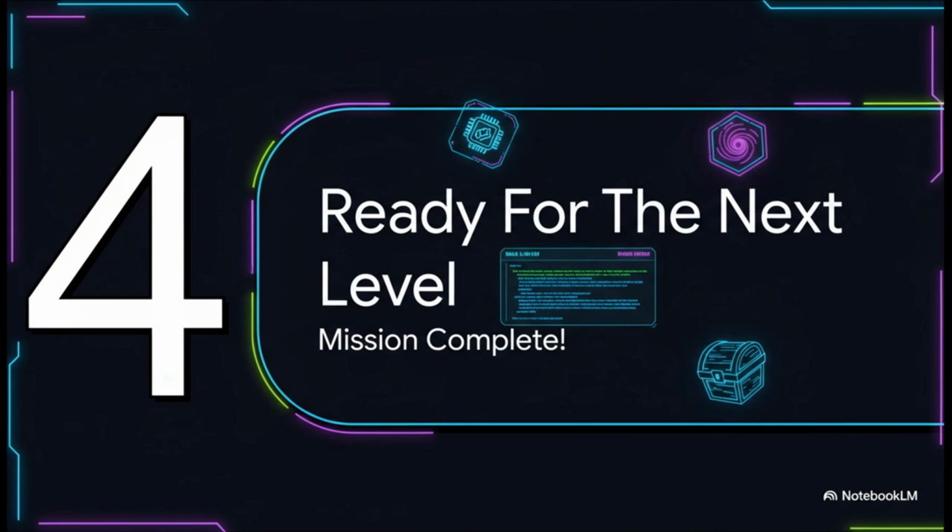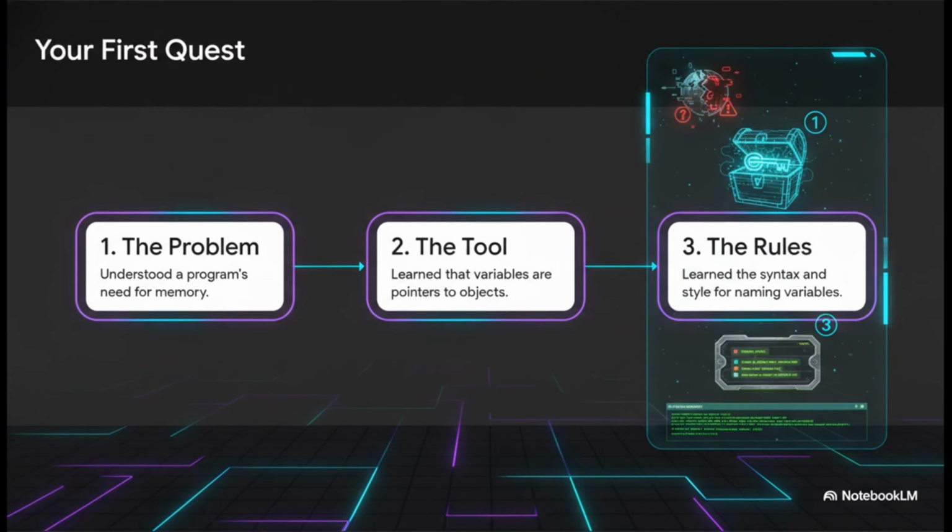That's right, you've stared into the void of a program that can't remember anything, and you've walked away with the exact tools you need to control it. So let's do a super quick mission recap. First, we identified the critical bug. A program with no memory is useless. Then we unlocked our most powerful tool to fix it, our inventory, also known as variables. And finally, we learned the rules for labeling our loot properly with the right names and understanding the different types.